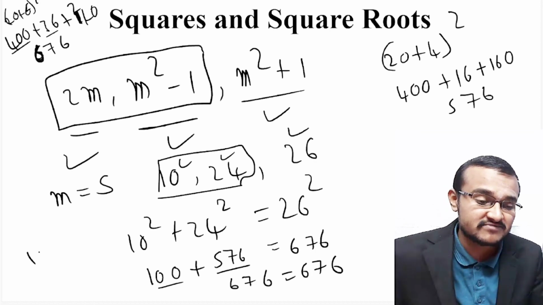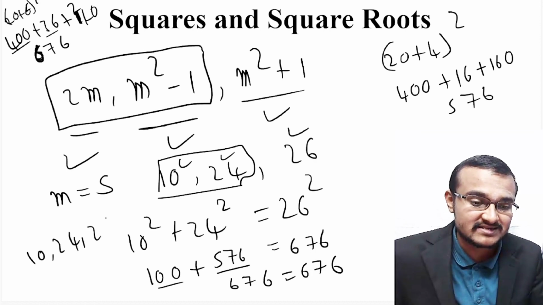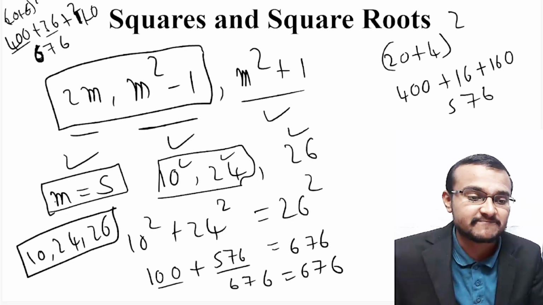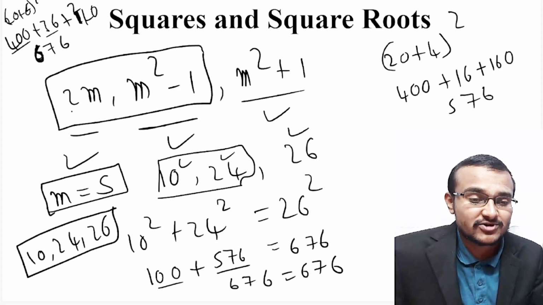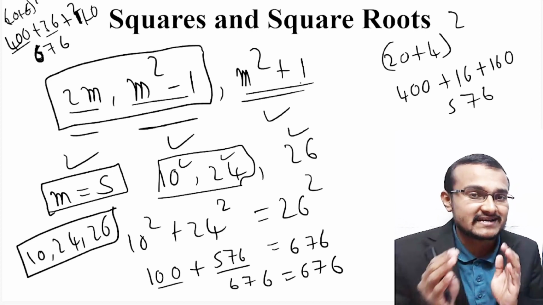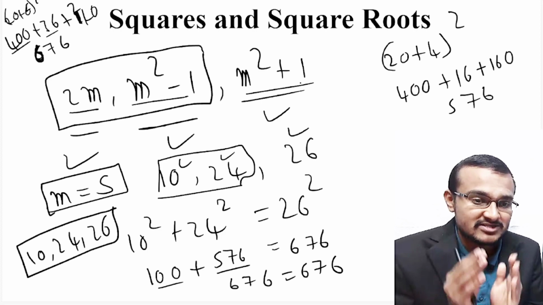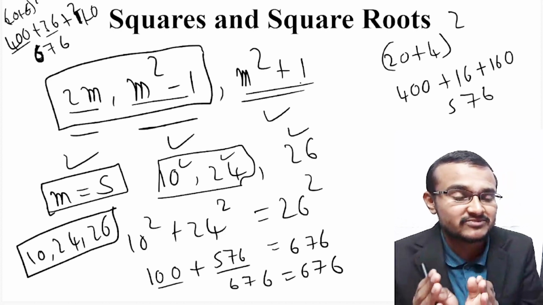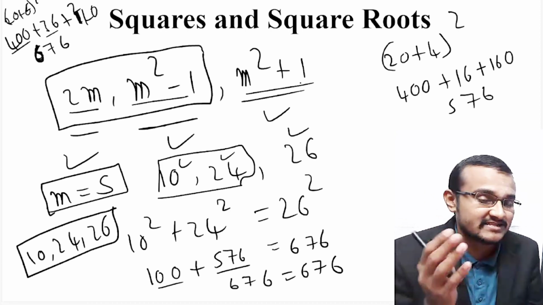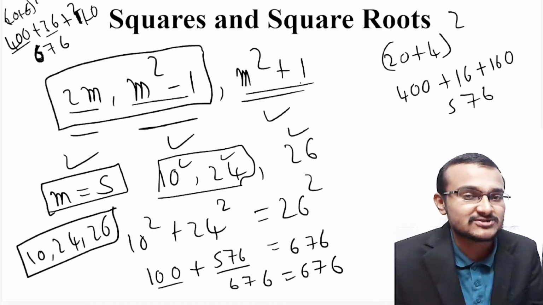So this confirms that 10, 24 and 26 are Pythagorean triplets, where you have taken m as 5. That is how you can cross verify that 2m, m square minus 1, m square plus 1 act as Pythagorean triplets. So 2m, m square minus 1 and m square plus 1 is a general formula for Pythagorean triplets, where m should be greater than 1 and m should always be a natural number.